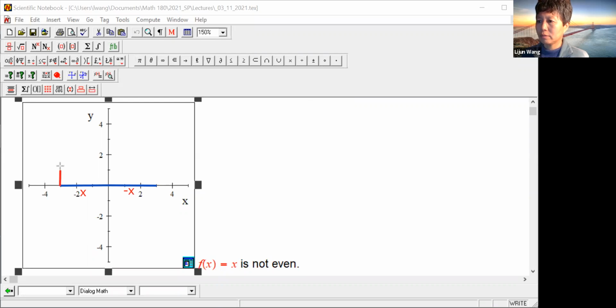Okay, f of X, f of negative X. So this is f of X, and that is f of negative X. And they must be the same. That is required by the definition. So if this function is even, imagine how many different values X can be, right?